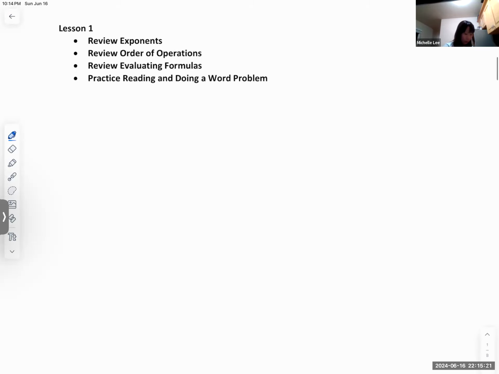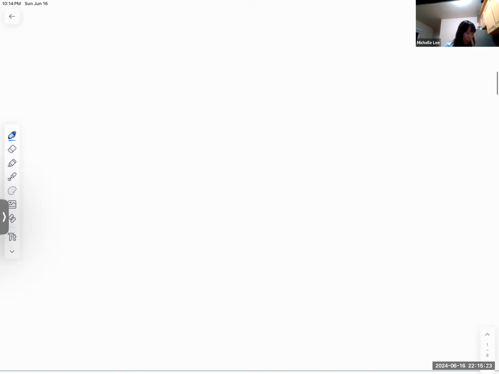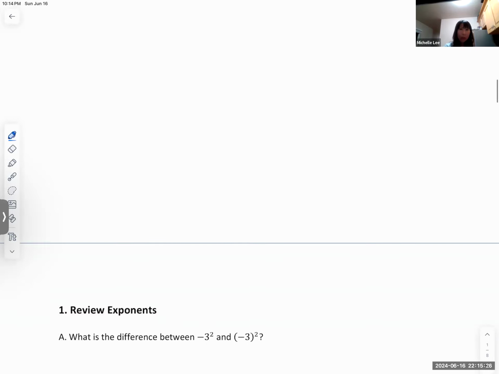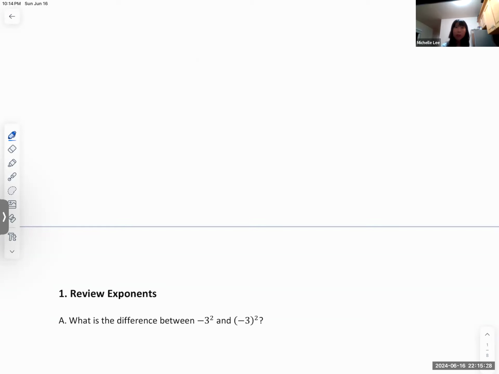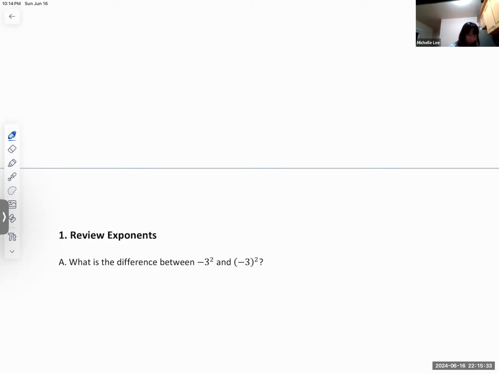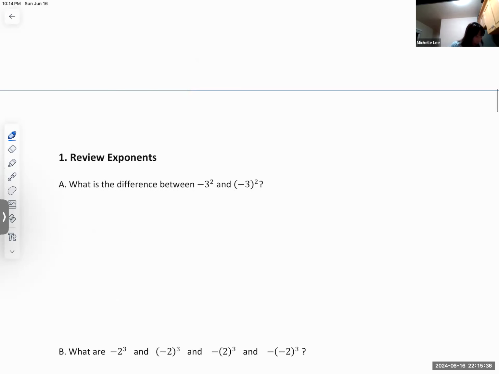All right. So what is the difference between -3 squared and (-3) in parentheses squared, right? This means -3 times 3, which is -9, right? This means -3 times -3, which is +9, right?